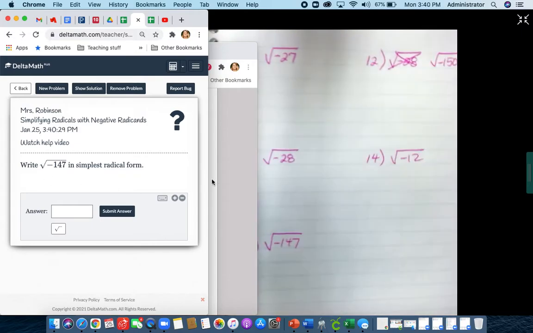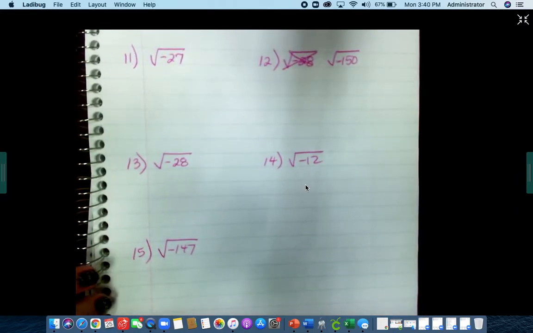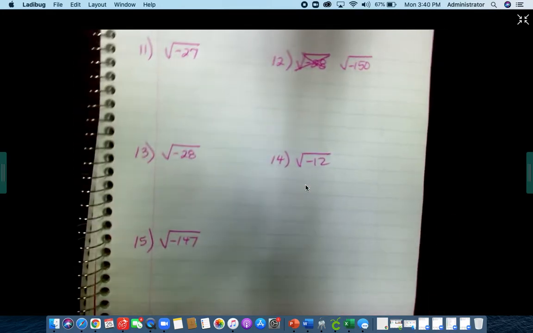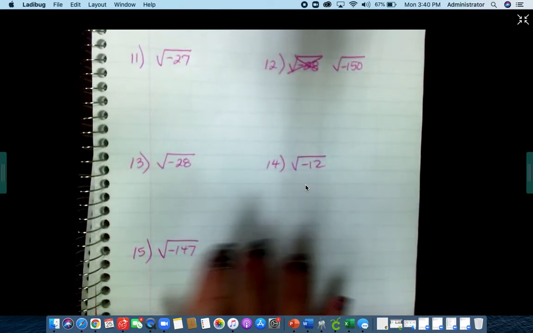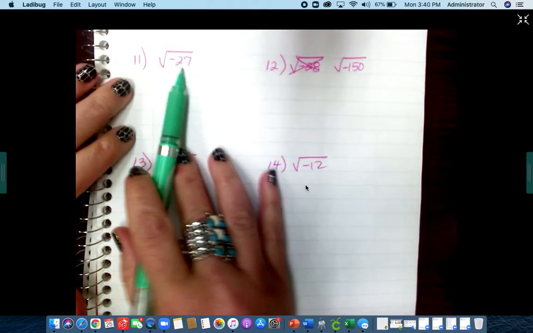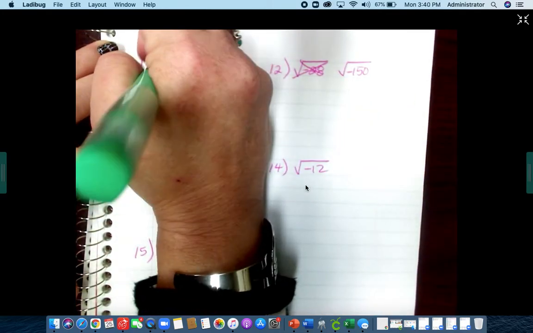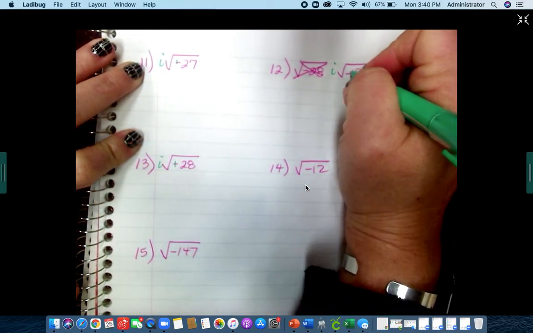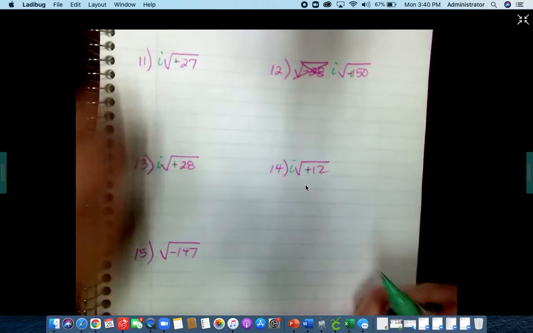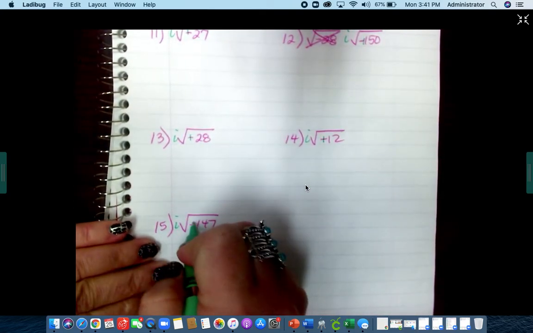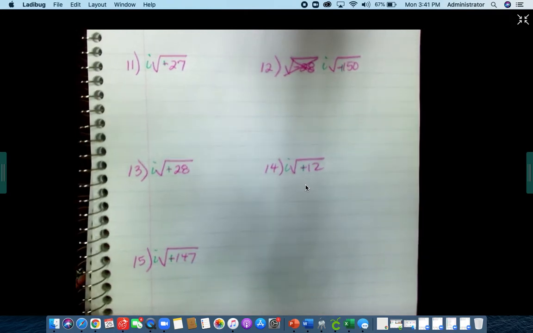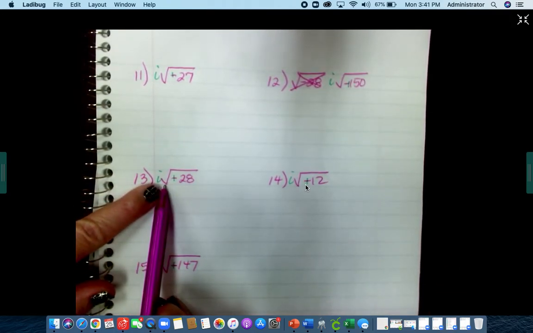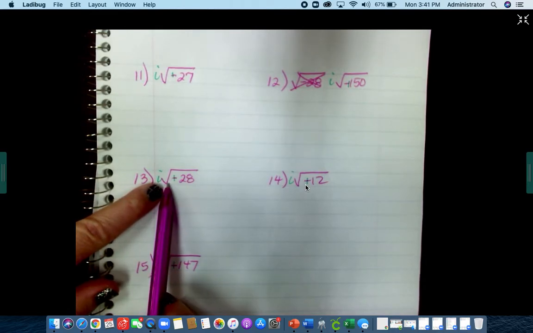All right. So I'm just going to go ahead and we're going to find all the answers for these, and then I'm going to show you how to type in a couple of them in Delta Math. So for number 11, first things first, whenever we see square root of a negative, the first thing we do is put an i out front and make them positive. So notice I'm just putting an italicized i out front and changing my negative to a positive. You'll do that every time we take the square root of a negative. And that i, by the way, will always go directly in front of the radical.